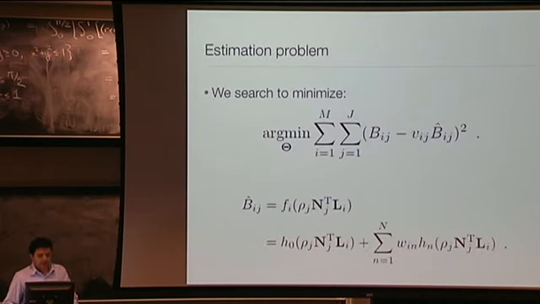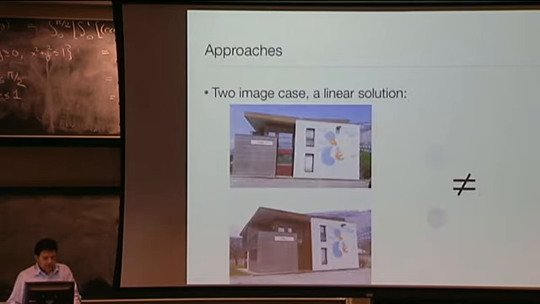Okay, finally, we can formulate our problem in an optimization framework where the estimated value is multiplied by a visibility constant, Vij. Okay, to explain our idea in a better way, let's explore the two image case. We are going to propose a linear solution for this case.